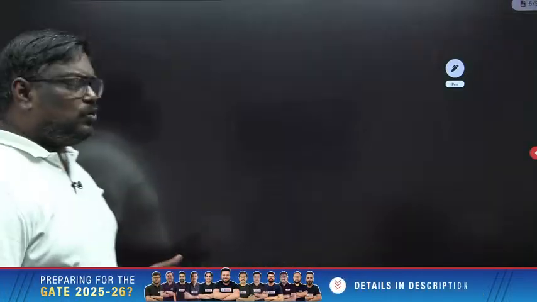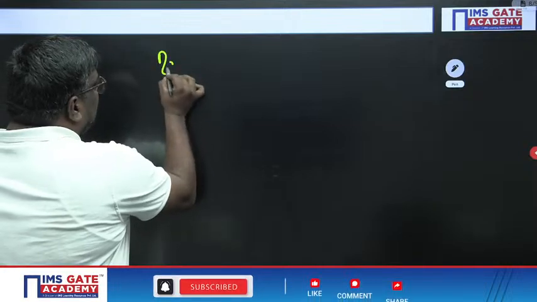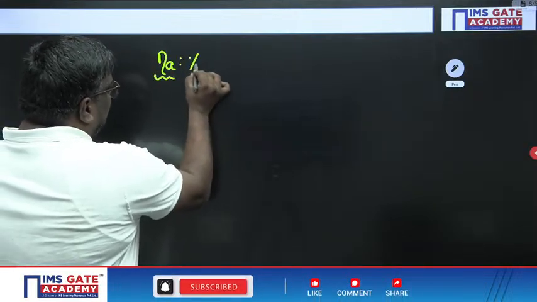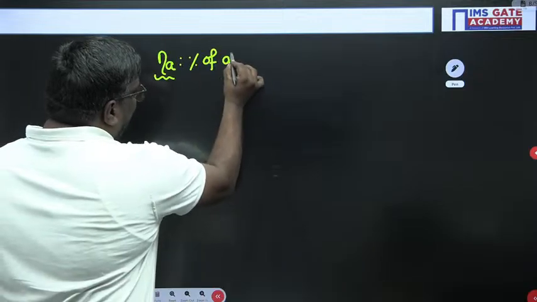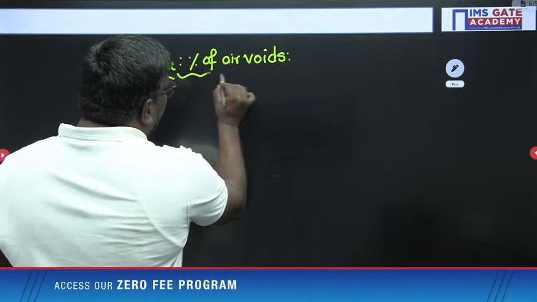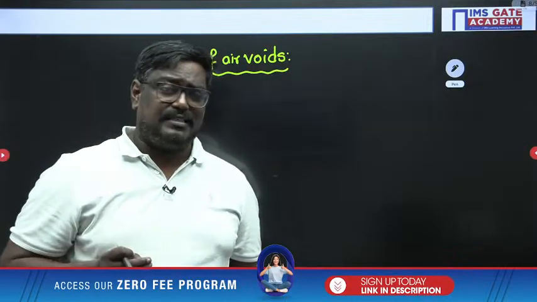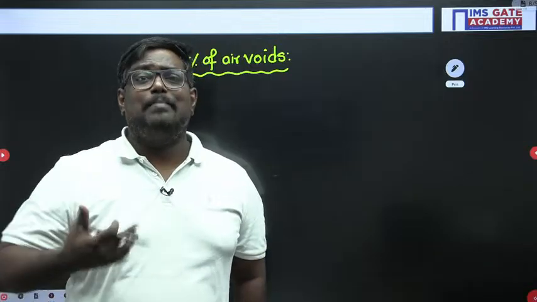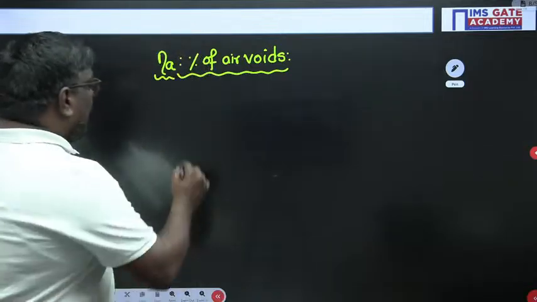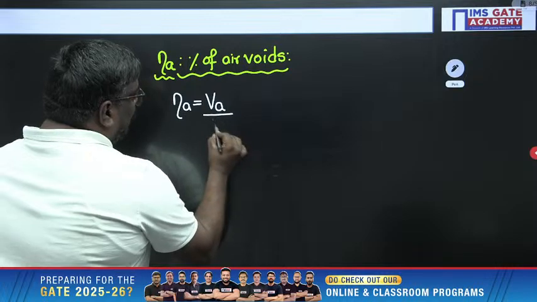Now, similarly, my dear students, the next one I would like to discuss is the percentage of air voids. What is na, sir? Percentage of air voids. Sir, see, we already have studied about air content. Then what is the difference between air content and percentage of air voids? Sir, air content is something related to voids. Percentage of air voids is something related to the entire volume.